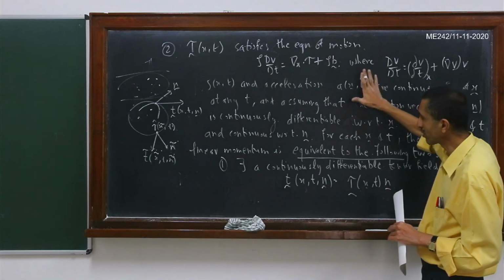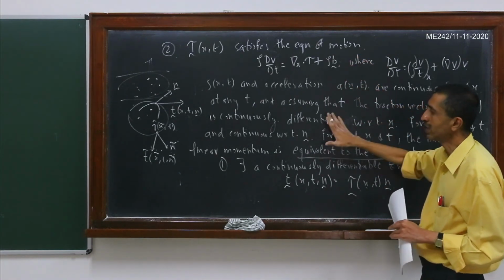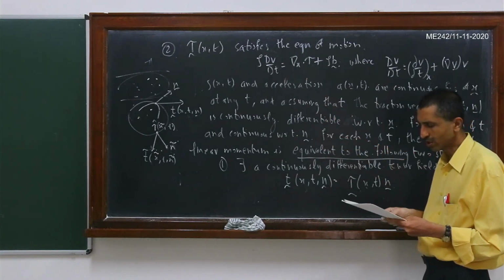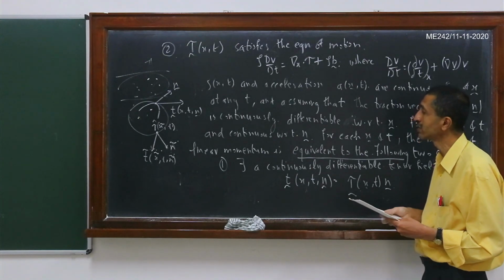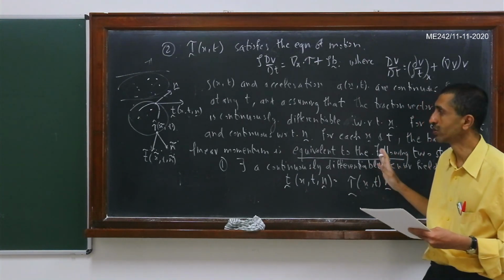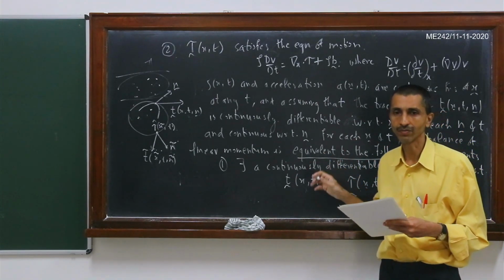So the balance of linear momentum implies these two statements, and these two statements in turn imply the balance of linear momentum. So the proof of this particular theorem is a little bit complicated, so that we will cover in the next class. So we'll stop.